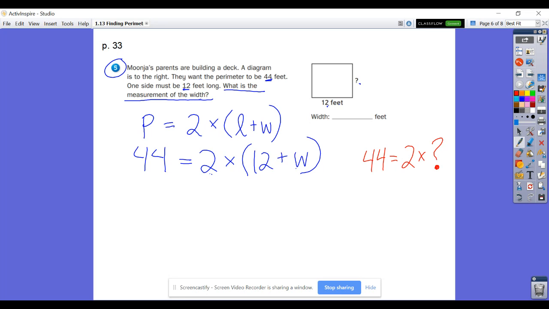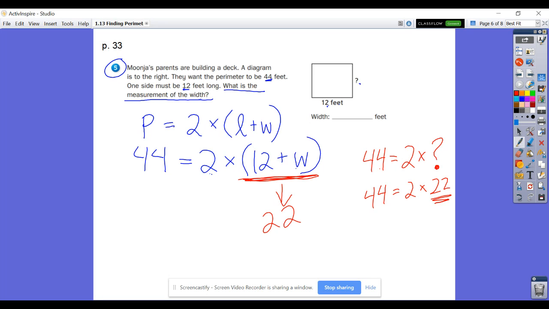It's not going to be on your mult chart. You kind of just have to think in your head, what's half of 44? Help her out, Sia. What is it, Ava? 22. Do you agree? 2 times 22? Yeah. So we know that 44 equals 2 times 22. Okay, so now, guess what? We want this 12 plus W to equal 22, because 44 would be 2 times 22.